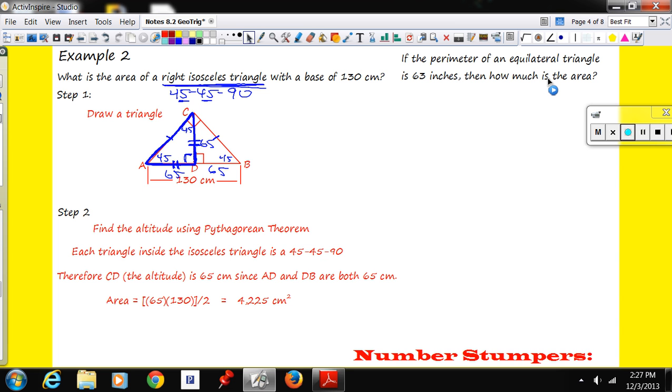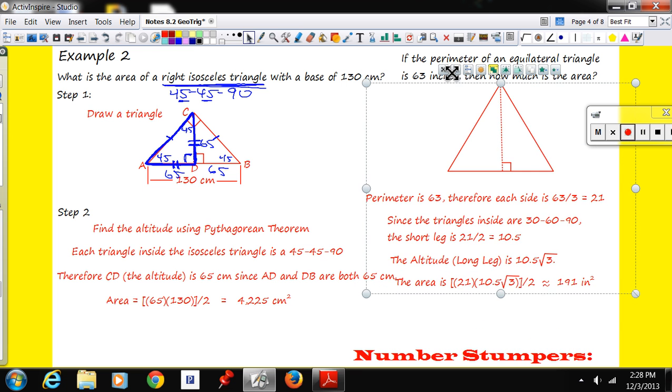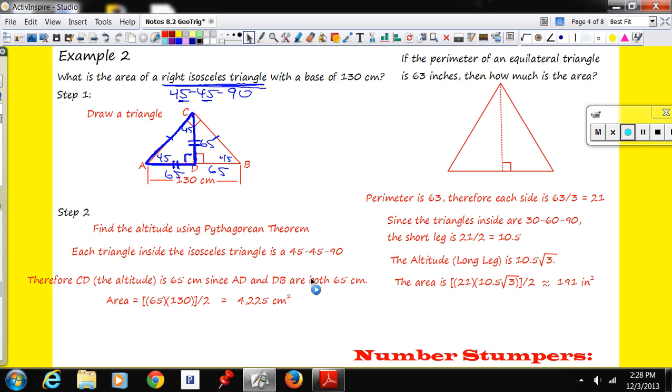Okay, so what we're going to do is draw the triangle. We know that each side is going to be 21, so I'm going to actually put that, 21 on all three sides. Now the perimeter is 63. Therefore, each side would be 63 divided by 3, which is 21. That's why I put those in there. Since the triangles inside are 30, 60, 90, how do I know that the triangles inside are 30, 60, 90?